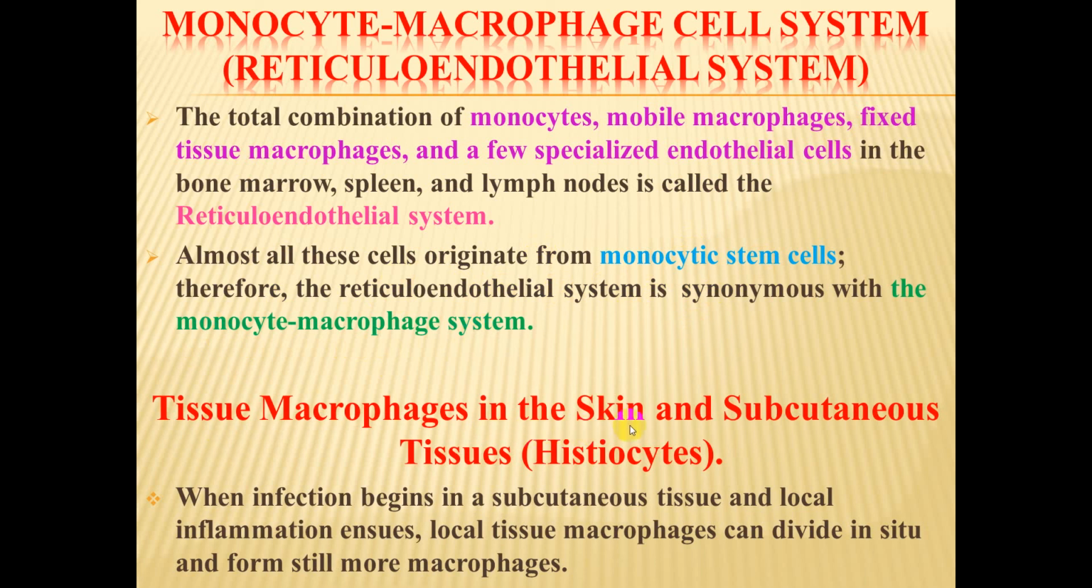Tissue macrophages in the skin and subcutaneous tissue are called histiocytes. When infection begins in subcutaneous tissue and local inflammation ensues, local tissue macrophages can divide and form still more macrophages. So cell development will occur, and more macrophages are called from the blood vessels, as we said, by chemotaxis, and the tissue macrophages destroy the foreign body causing infection in subcutaneous tissues.